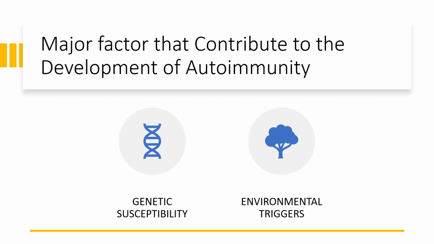So we have major factors that contribute to the development of autoimmunity. We have the genetic susceptibility, which has been discussed earlier, and the environmental triggers. Besides the factors mentioned previously, several others must be taken into account in the etiology of autoimmune disease. Some of these are defects in the immune system, the influence of hormones, as mentioned in the previous slide, and environmental conditions.